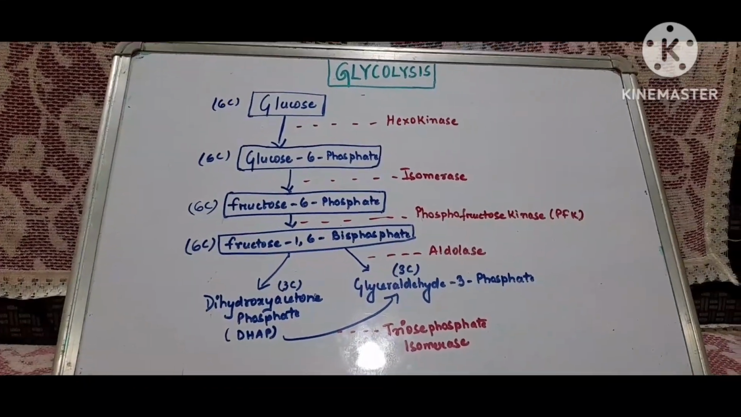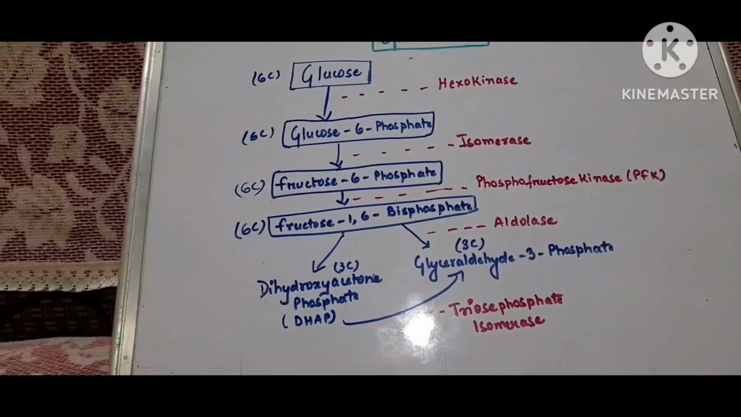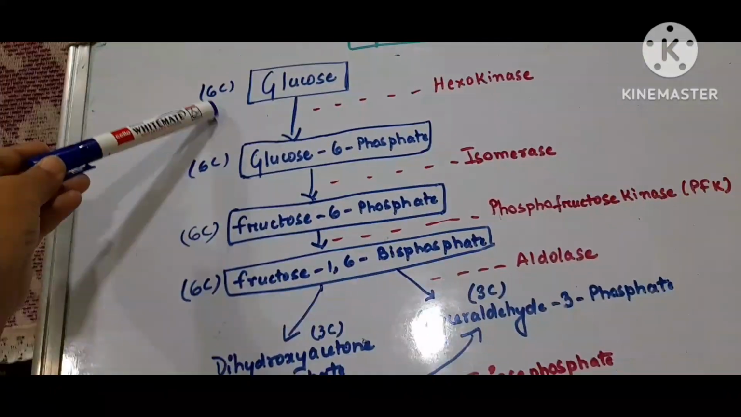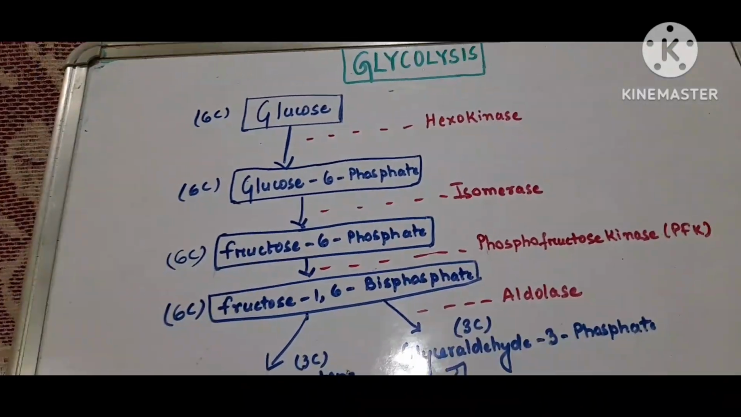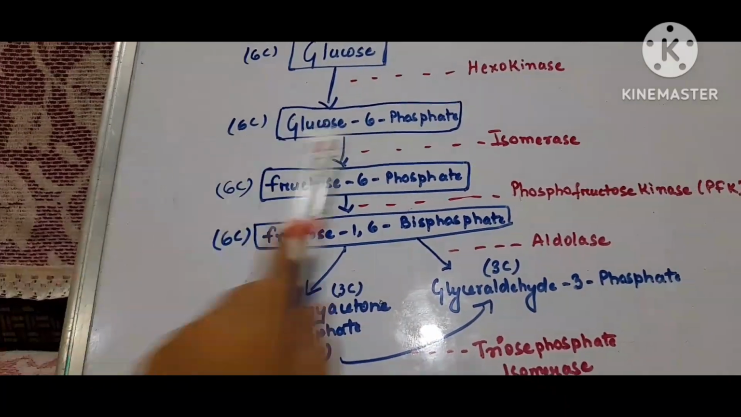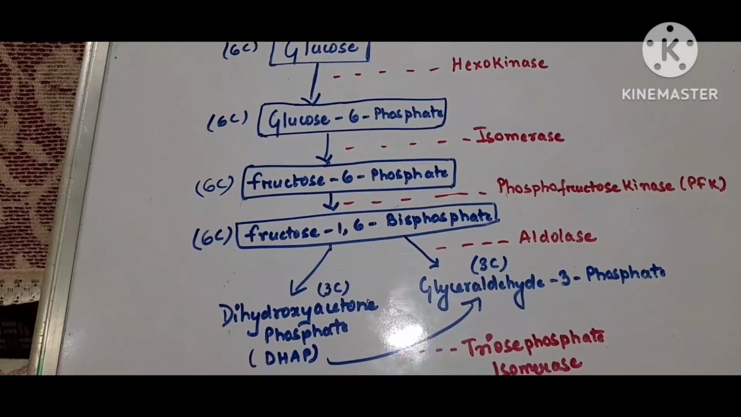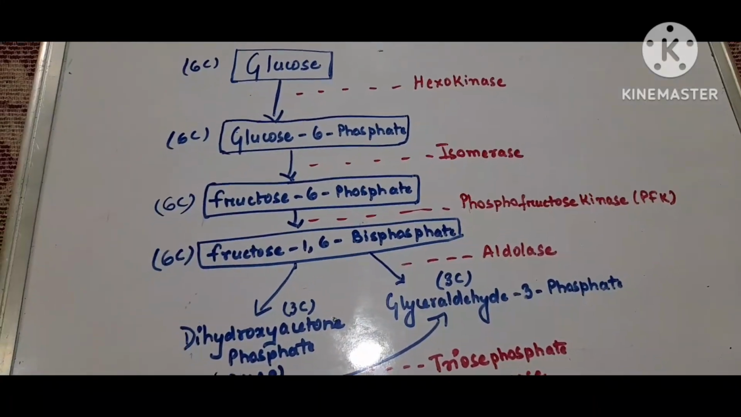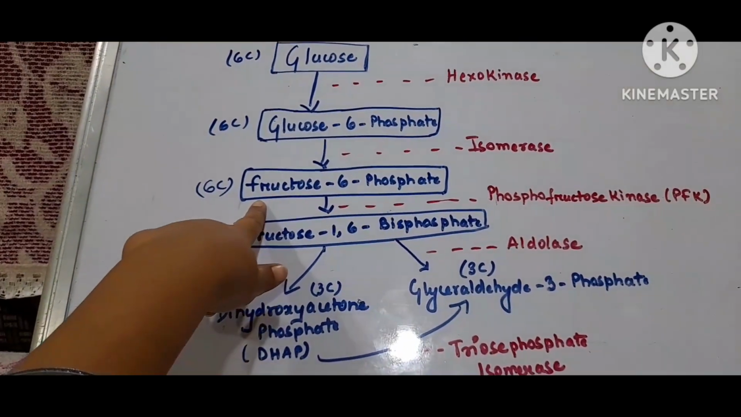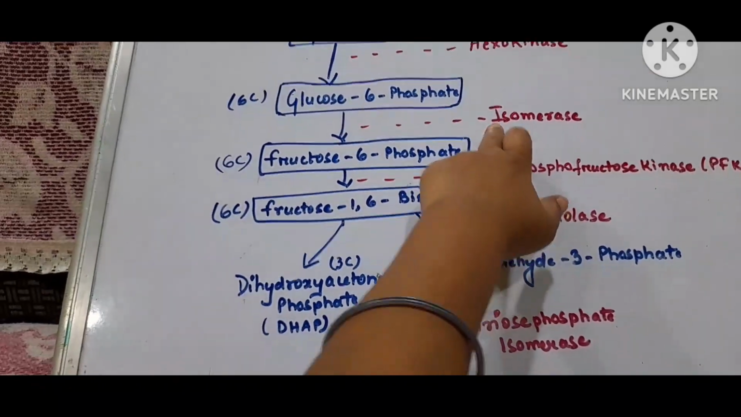So these are the steps of the glycolysis process. First, when we take food that contains glucose, glucose is a 6-carbon molecule. Glucose will convert into glucose 6-phosphate in the presence of the enzyme hexokinase. Hexokinase is an enzyme that is present in the liver cells. Then glucose 6-phosphate will convert into fructose 6-phosphate. Here isomerization occurs and the enzyme involved is isomerase.